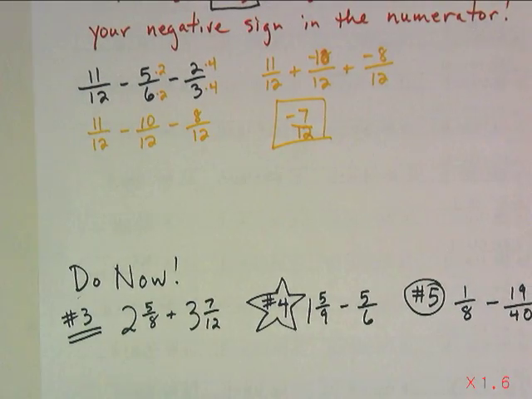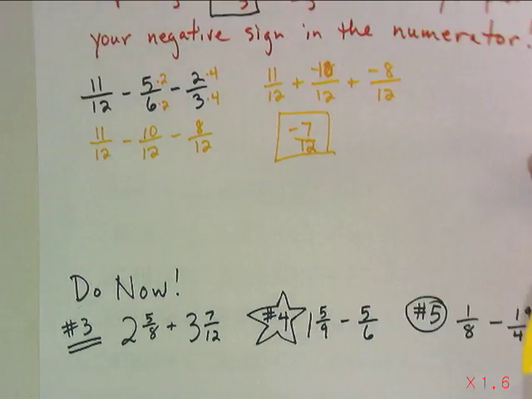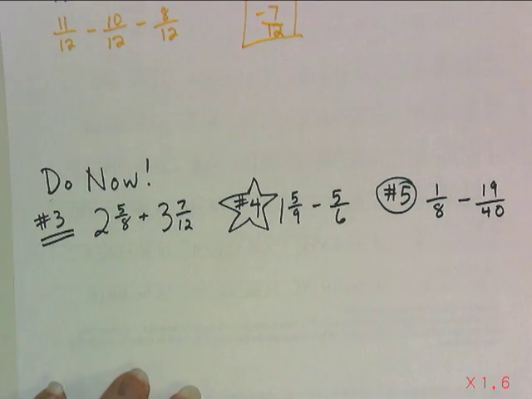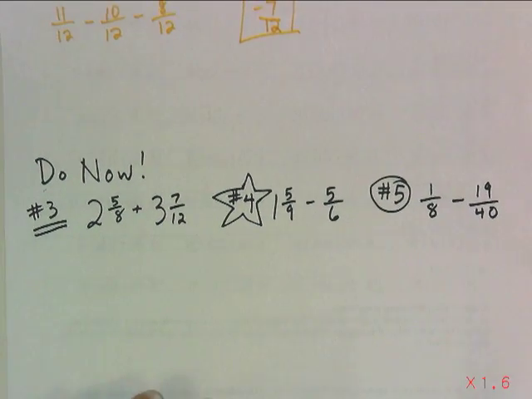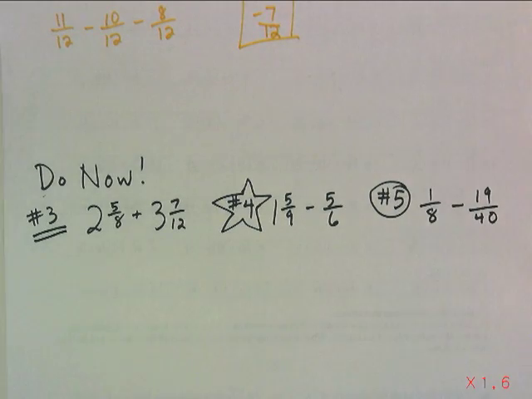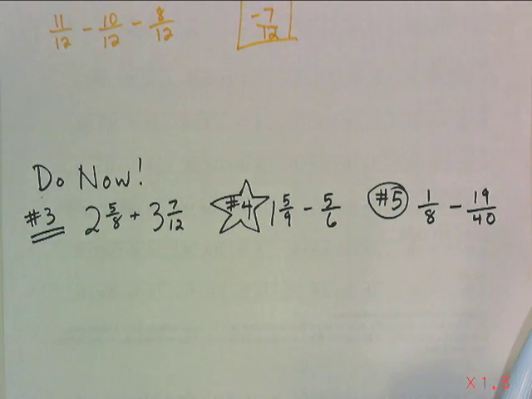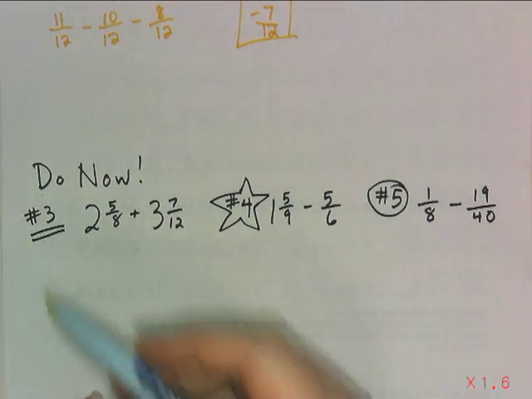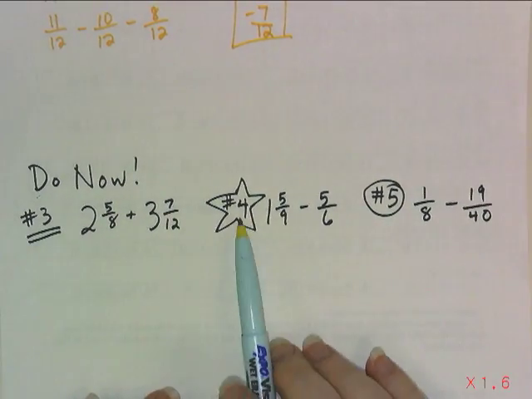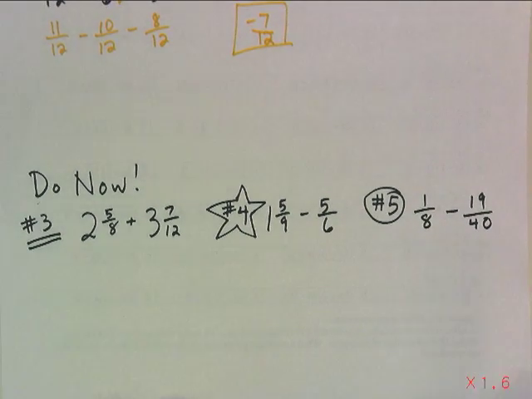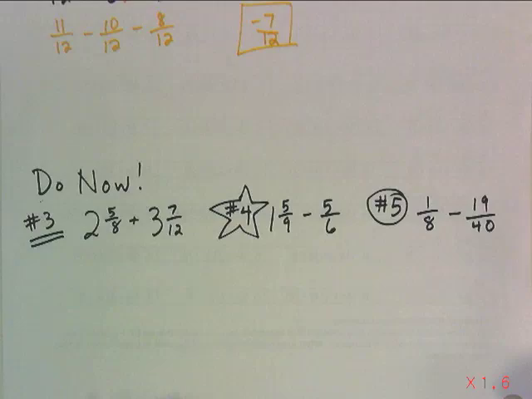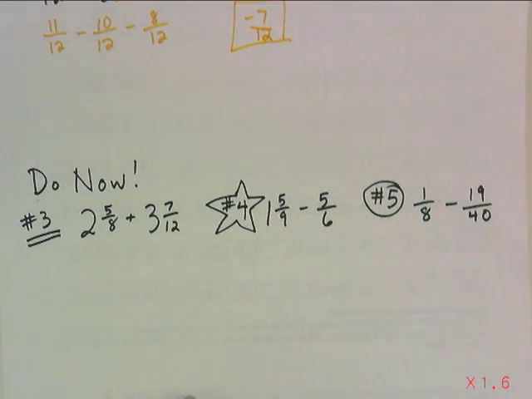Last do now problems. Also to point out, if you haven't seen this and been paying attention so far, notice I've been indicating the numbers with some kind of sign or symbol around the numbers. That just helps them stand out. You should do that also. So here, do now number 3, that's double underlined, a star around number 4, a circle around number 5. Pause the video now, work out these problems.